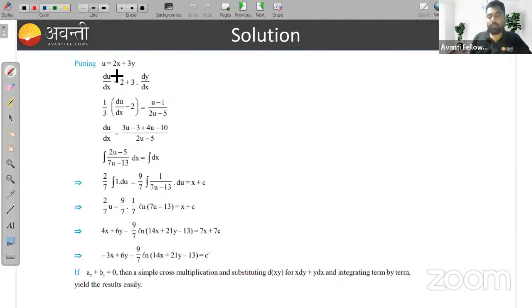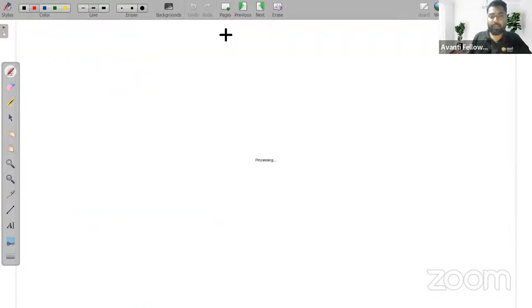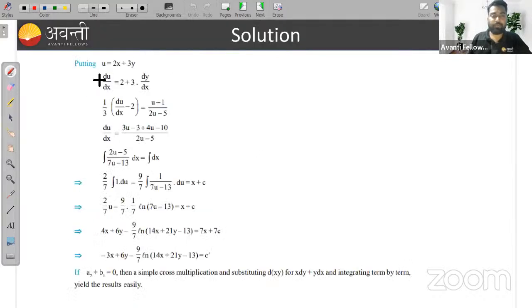What is the solution? First, we are putting 2x plus 3y as u, because it is not in the homogeneous form. So we have to bring it into a homogeneous equation. Then if you differentiate it, what will you get? du by dx is equal to 2 plus 3 dy by dx. You will get this. Now this becomes 1 by 3. Simplify this, and you are getting u minus 1.